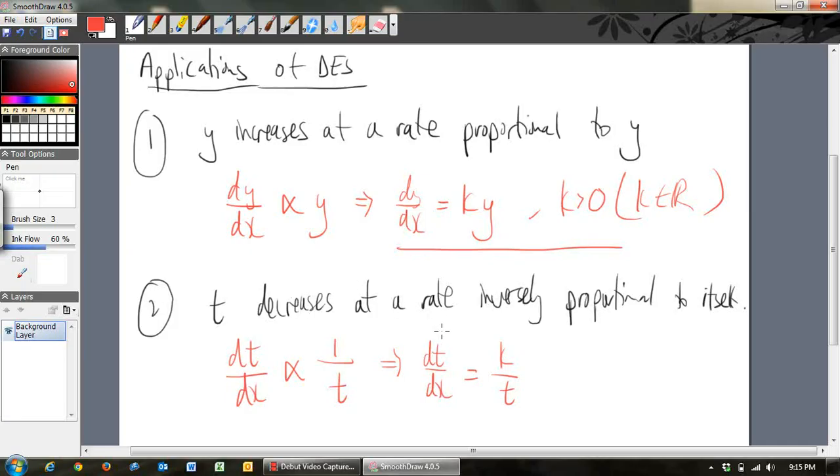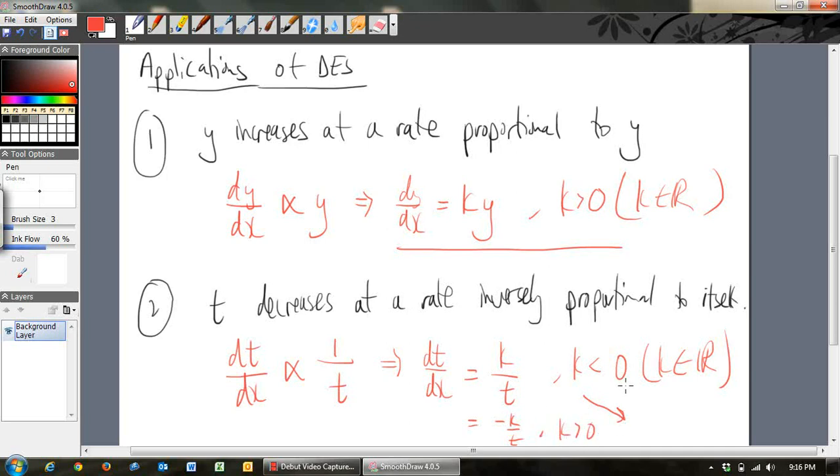Okay. Now, because t is decreasing, that means that this number up here should be negative. And so what we'll get is k will be less than 0 for some real k. Okay, because it's decreasing, the rate is going down. It's going downwards, so this derivative will need to be negative, so k will need to be negative. The other way you could also write that is negative k over t, where k is greater than 0.